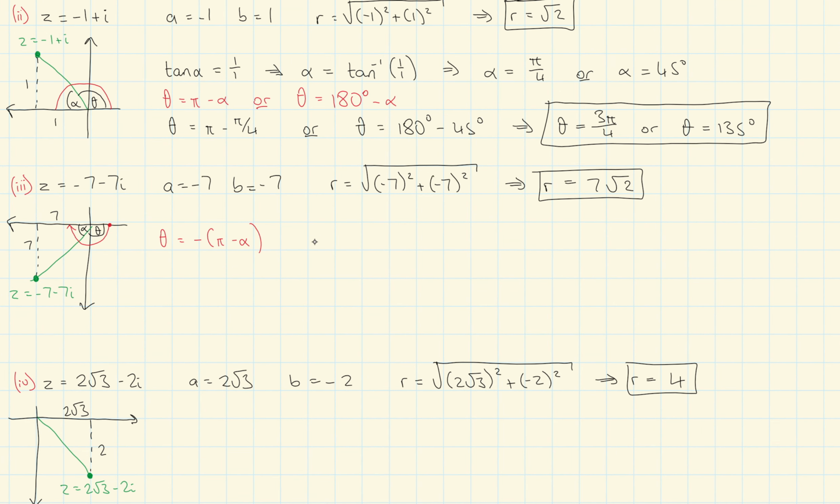Okay, so we have tan alpha will equal 7/7. Alpha is tan inverse of 7/7, and enter calculator. So alpha equals pi/4.